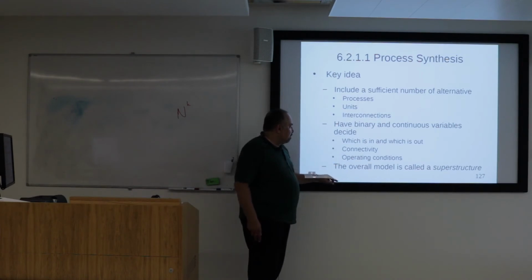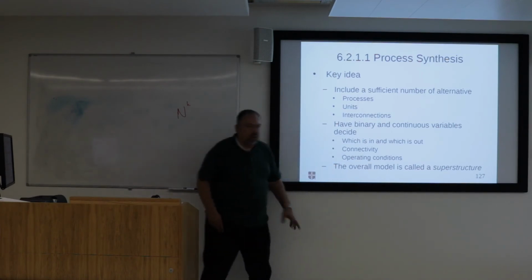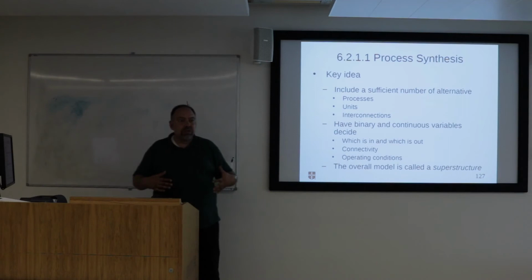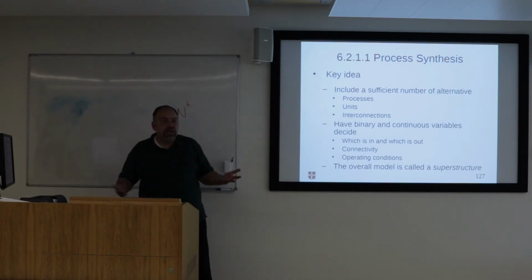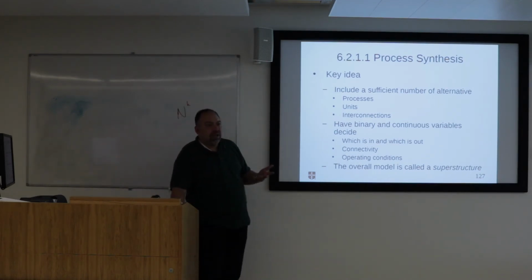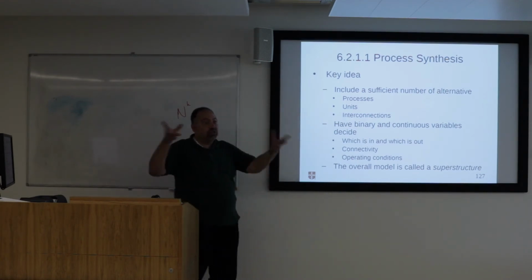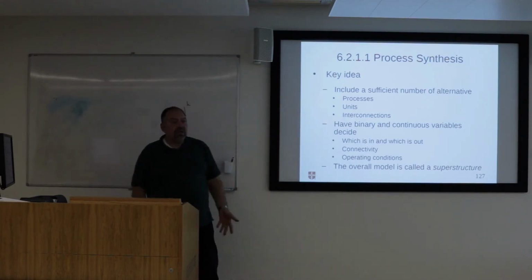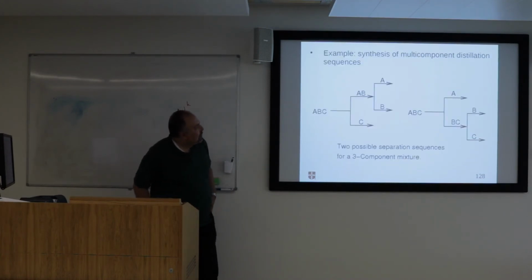The operating conditions, and the overall model is called basically a superstructure, because if you know that you need 2 distillation columns, but you include all the other possible options, then you create a superstructure to select out of all of them the 2. So this is an example here.